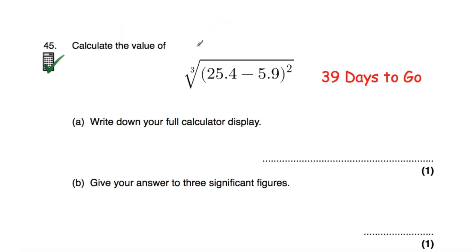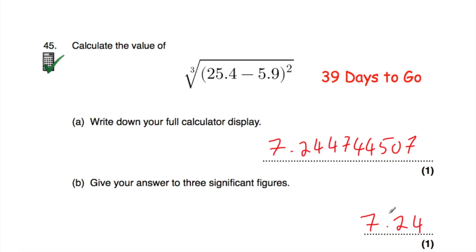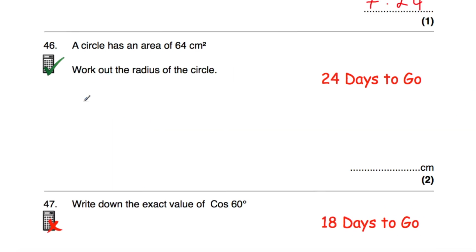So question number 45 is a use of a calculator question, so we just need to type this into our calculator. So I'm just going to type that in. So I've typed this in, and we've been asked to write down our full calculator display. So I've got 7.244774507. And part B says to give our answer to 3 significant figures. So in this case, that'll be 7.24. So that's 3 significant figures. Okay, question number 46.